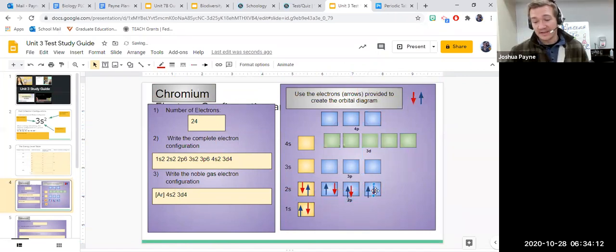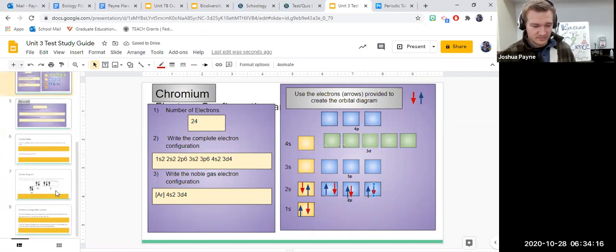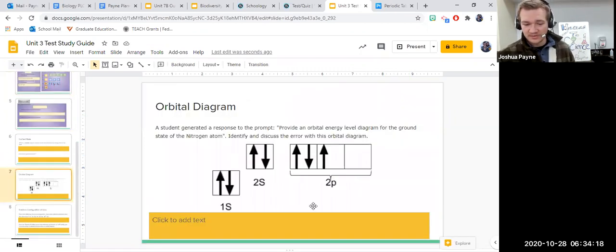So in the test, it might ask you a question. It's going to say, what did this person do wrong? And in fact, we have this question here. What did this person here do wrong? Well, what they did wrong is they doubled up before they filled every single box with an up-facing arrow.